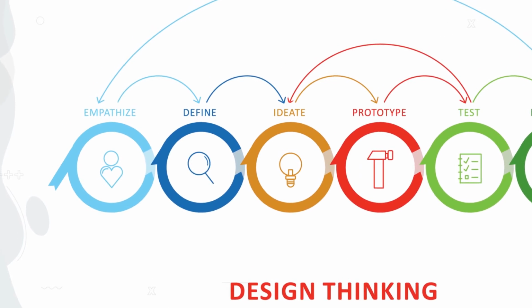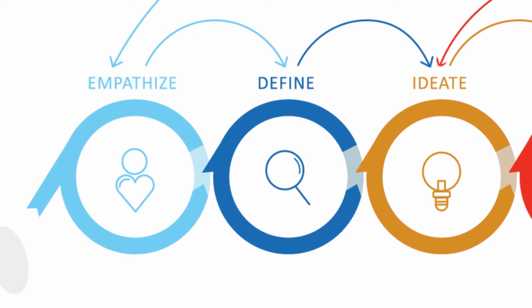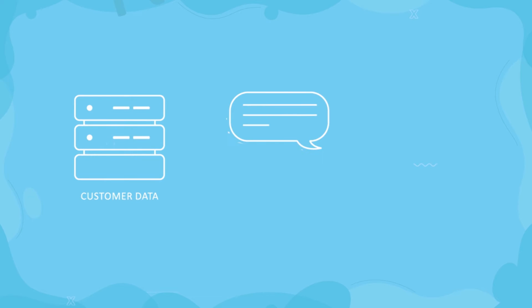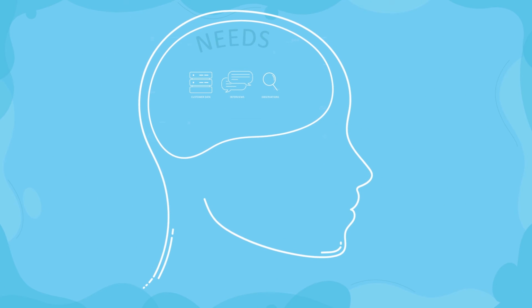The first phase is empathize. It all starts with gathering information about the end user or customer. This means learning about what they want but don't have, the way they do things, their preferences, and their environment. Using customer data, interviews, and observations helps us learn what users are doing and why, and gives us a deeper understanding about their needs.